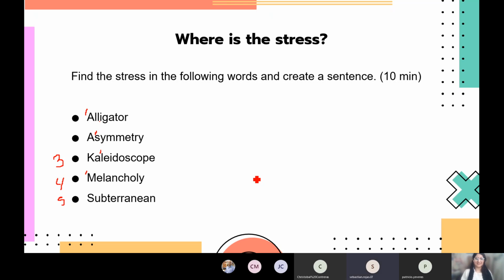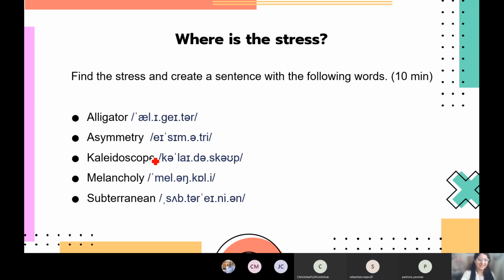Yes, the stress is placed in the third syllable. Can you tell me which syllable is that one, please? Subterranean. It's like here, because we don't have the transcription here. But now I think I can see this. So yes, it was in this one. And your sentence, please, sir. Some people have discovered one body in the subterranean of their house.